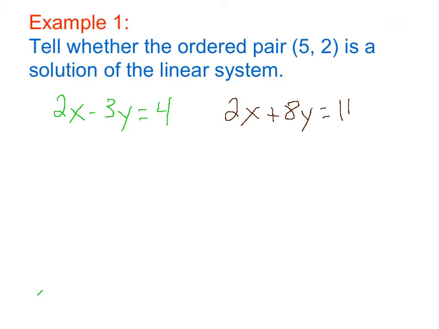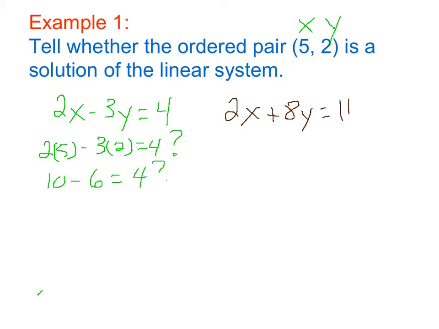Okay, in this example here, we want to see if the ordered pair (5, 2) is a solution for the two equations. So what I'm going to do is take that point and plug it in. The 5 represents x, and the 2 represents y. So I'm going to plug 5 in for x, plug 2 in for y, and see if that makes a true statement. 2 times 5 is 10, 3 times 2 is 6, 10 minus 6 is 4. Does 4 equal 4? Yes.